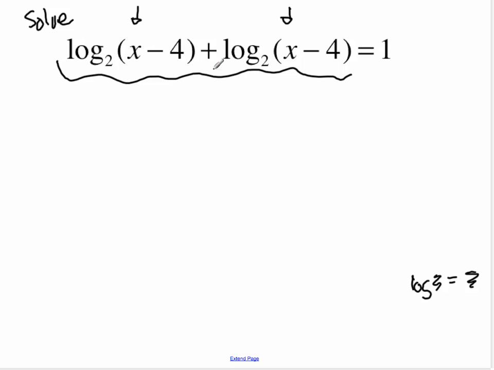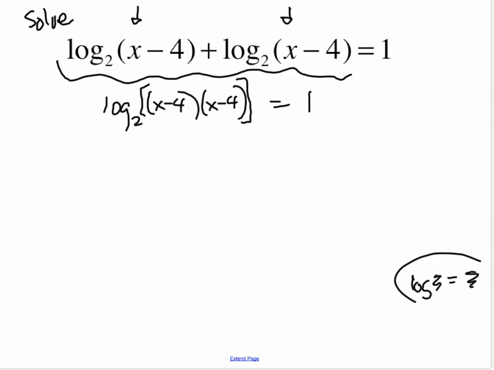So I use that product law of logarithms that says if I'm taking the same logarithm and I'm adding those, that I can write it as one logarithm, and I'll take the product of the two things that I'm taking the log of. So it'd be log base 2 of x minus 4 times x minus 4 is equal to 1. Keep in mind that I'm taking log base 2 of the product of these two, so these have to be kept together.